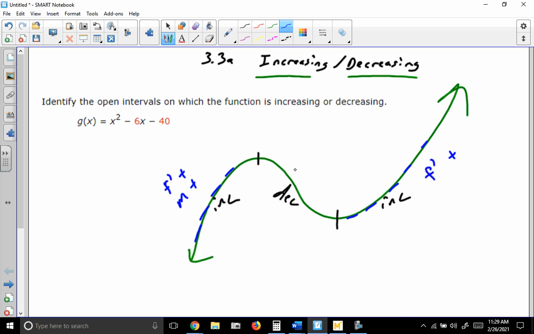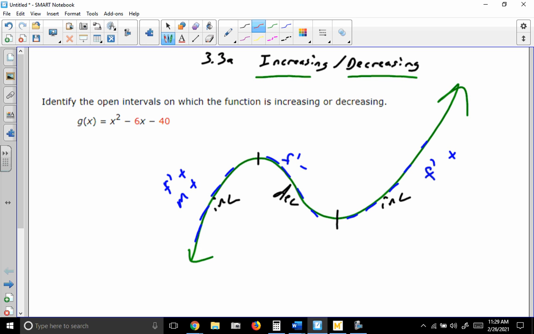Where we're decreasing, our tangent lines will all have negative slopes, so our first derivative will be negative. Remember that the derivative tells us the slope of the tangent line. So if we're told a specific point, we can check the value of that point in the derivative to see what the slope is, and we can tell if at that point, that region or that area is going up or down.